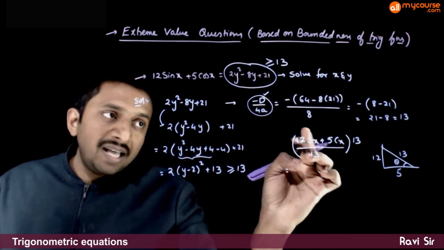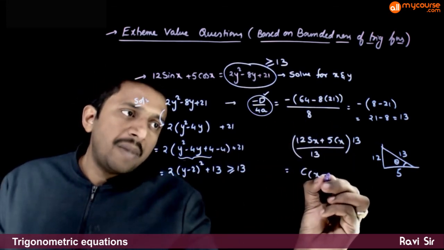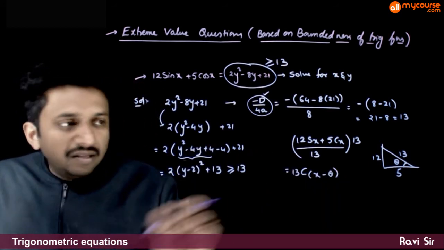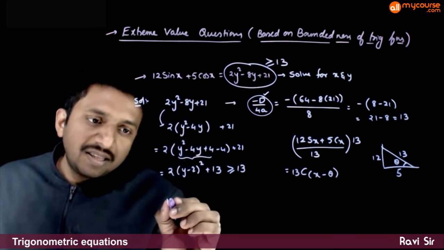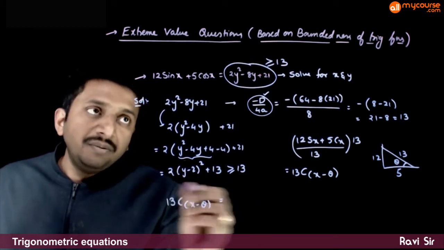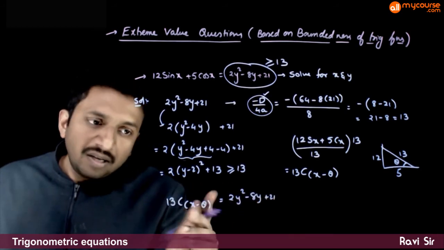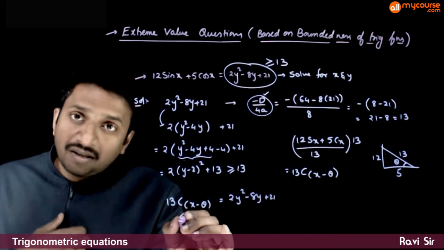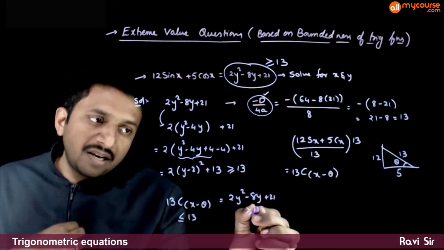This is of the form sin a sin b plus cos a cos b. So it is 13 times cos of x minus theta. So this can be written as 13 times cos of x minus theta is equal to 2y square minus 8y plus 21. So cos is always less than or equal to 1. So this side is always less than or equal to 13. And this side is always greater than or equal to 13.